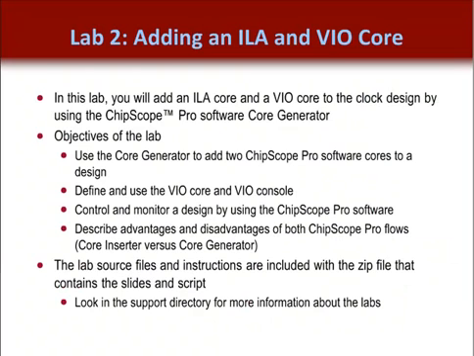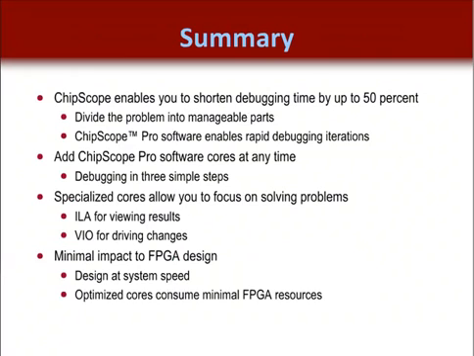In Lab 2, we're going to build on the knowledge we gained from the first lab. We'll add an ILA and a VIO core to the design using the core generator flow. This lab will give you the chance to work with a different flow, use the VIO and the VIO console cores to debug, control, and monitor your design with the ChipScope software, and be able to contrast the flows. A very worthwhile lab.